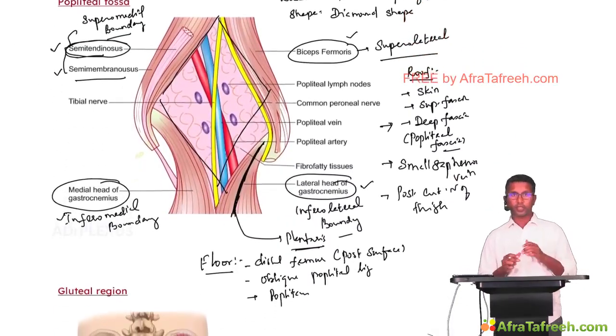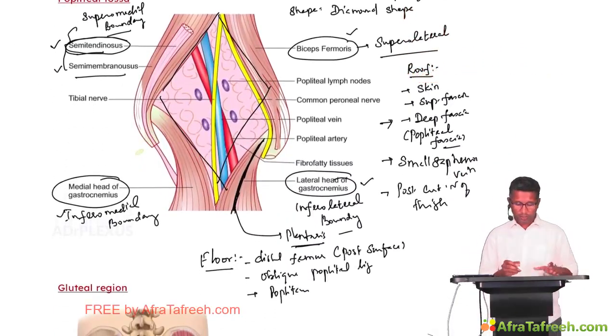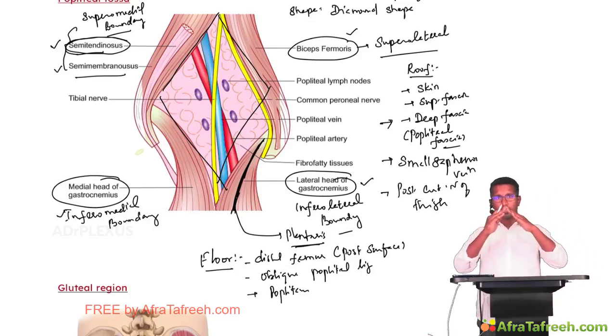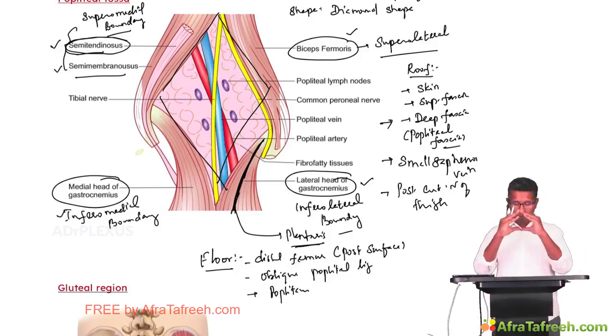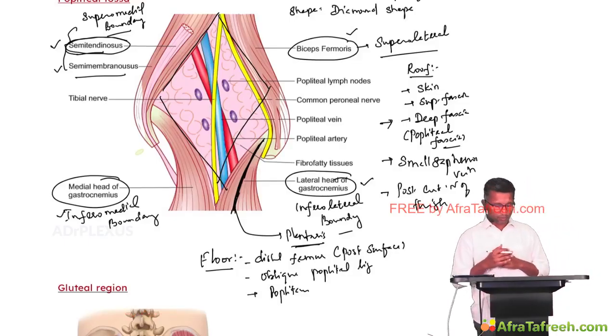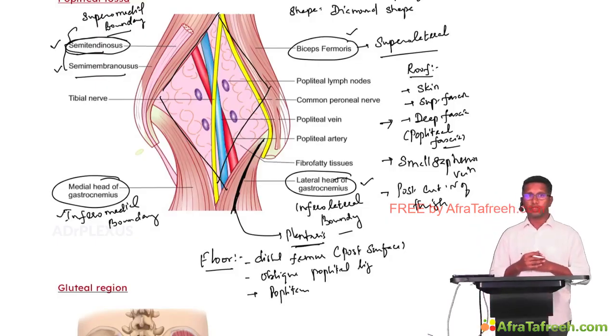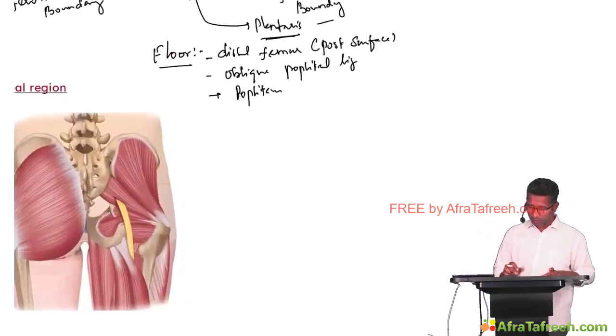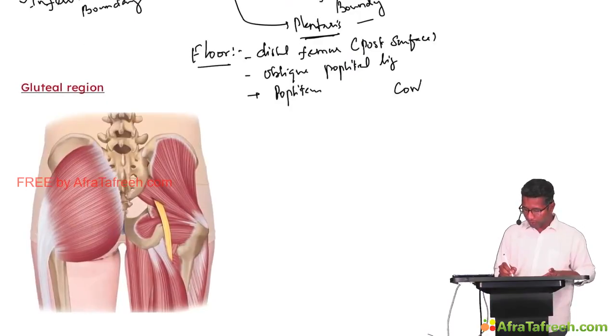It is a fossa which is present on the posterior aspect of the knee. It has superomedial and superolateral, and inferomedial and inferolateral boundaries. So it is a diamond shaped fossa. It has a roof and a floor. Now what is present within the popliteal fossa? That means you should know the contents of the popliteal fossa. So you know about the contents, there is nothing much to tell in this.